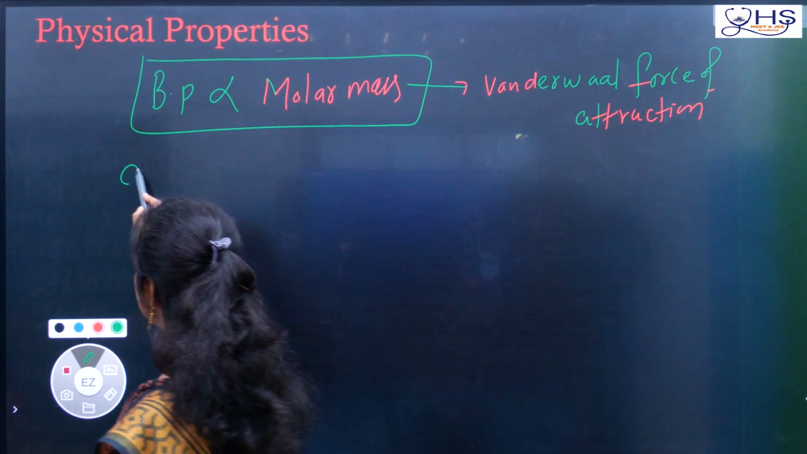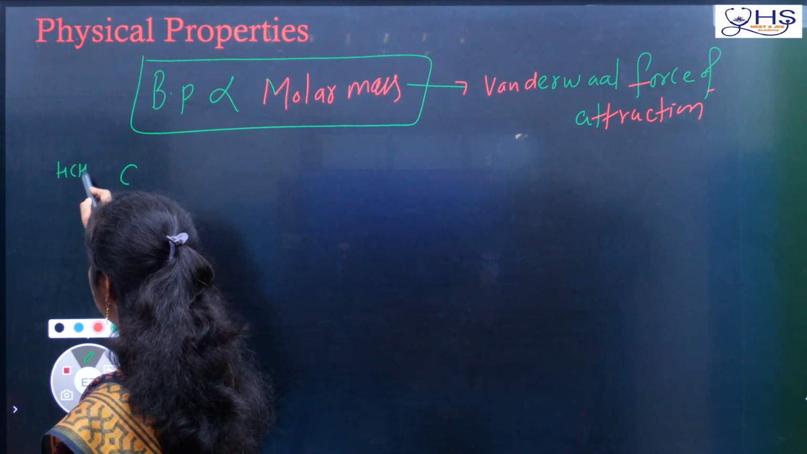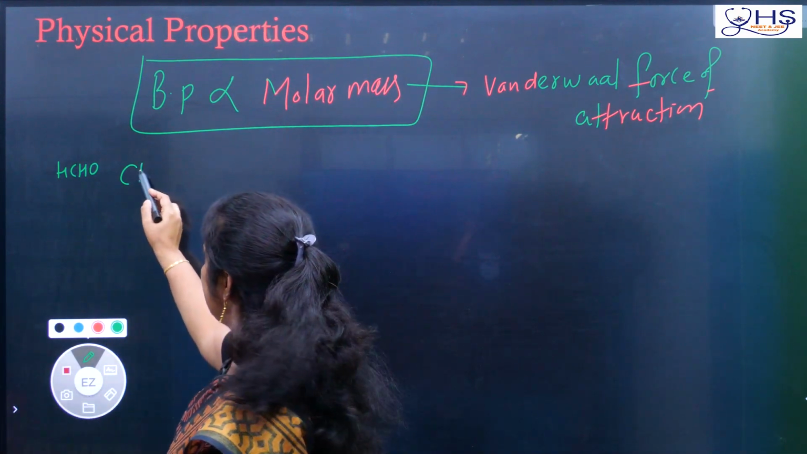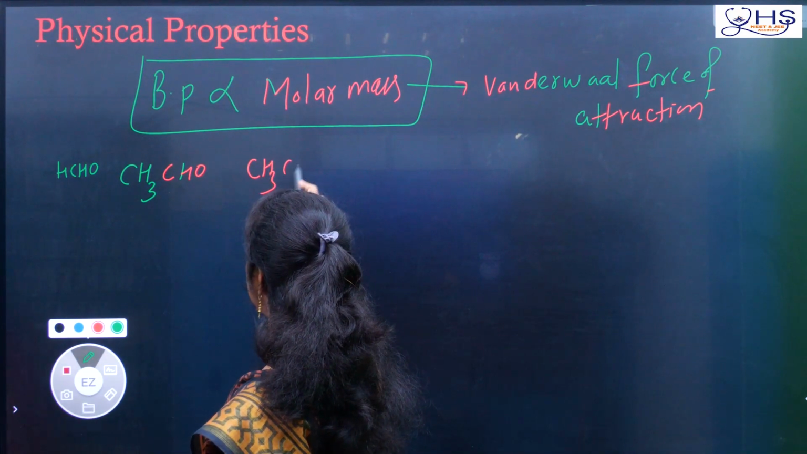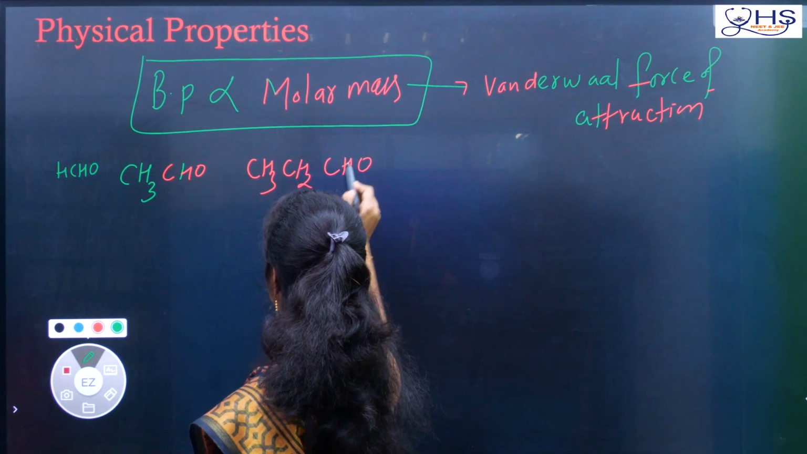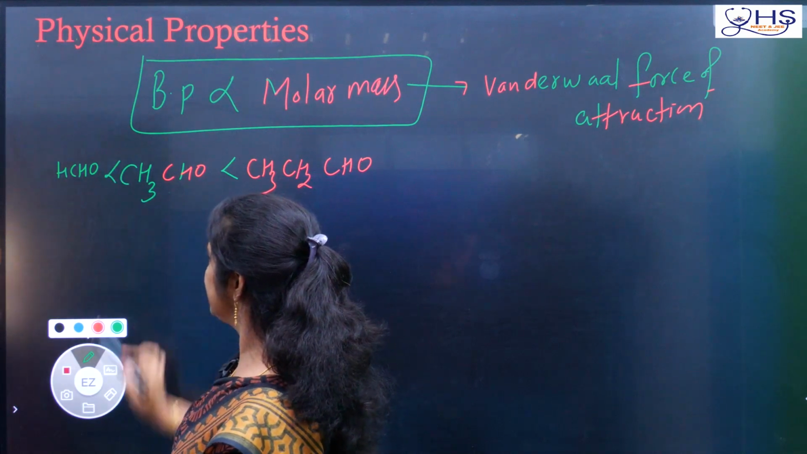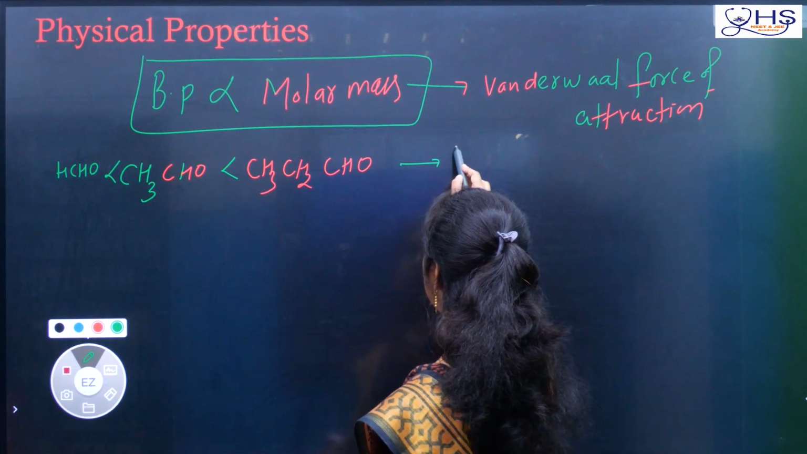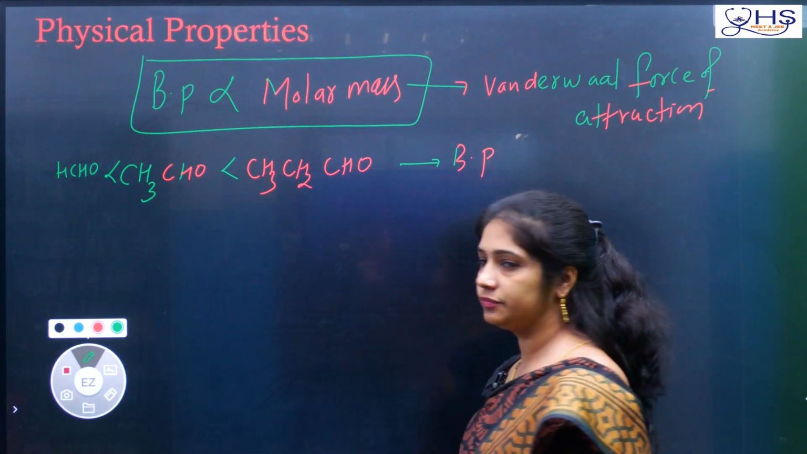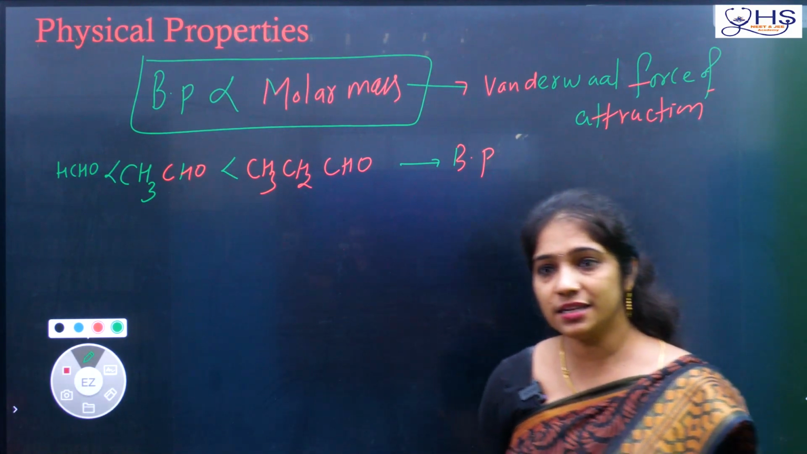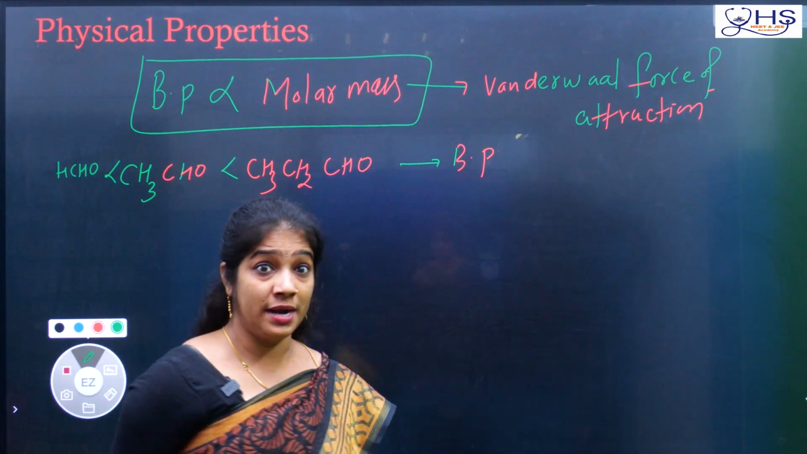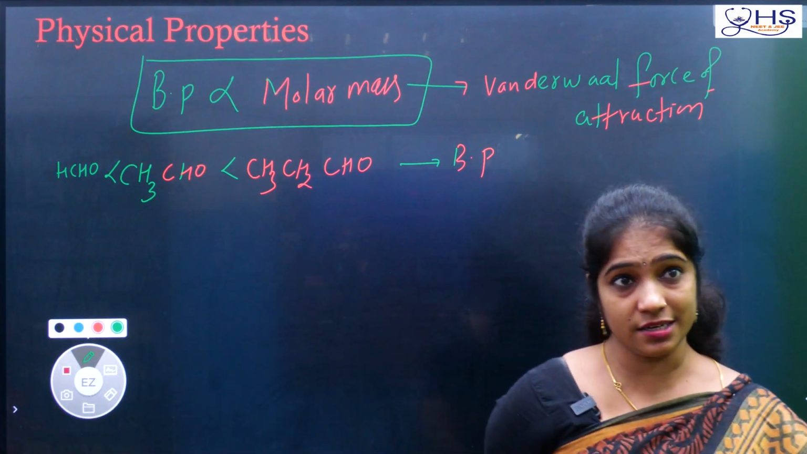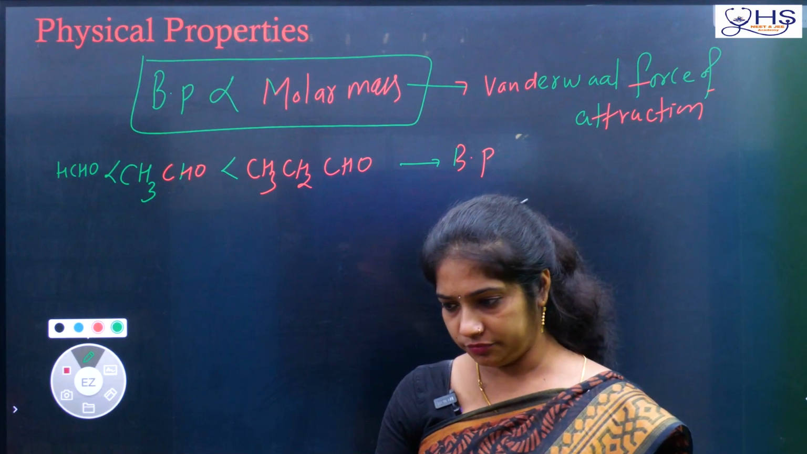For example, I am taking aldehyde: HCHO, first member of aldehyde, then the second member, CH3CHO, then CH3CH2CHO. That means as the molar mass increases, boiling point increases. So this is the boiling point order. As the number of carbon increases, molecular mass increases and van der Waals force of attraction increases. As a result, boiling point increases.